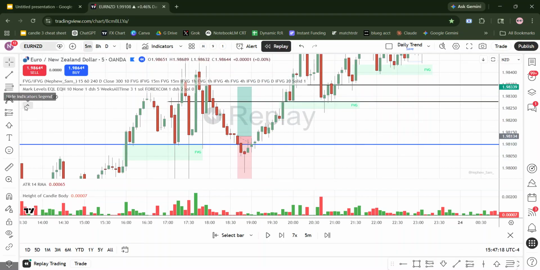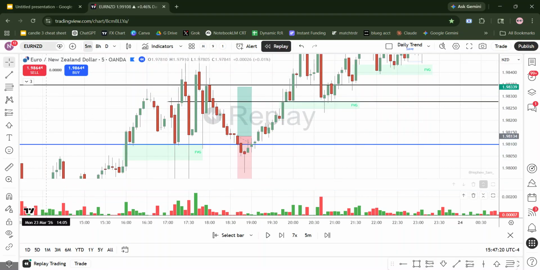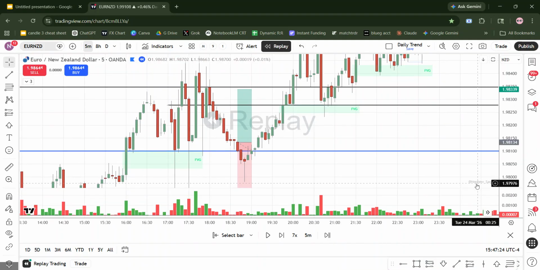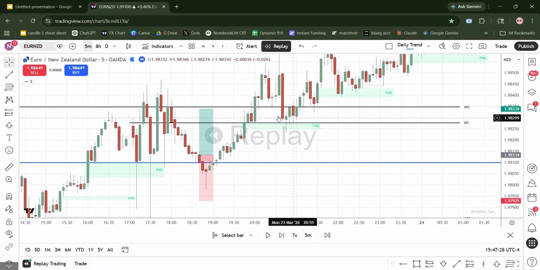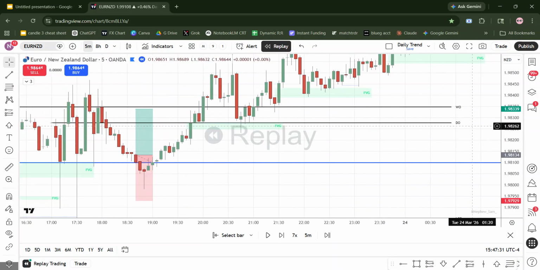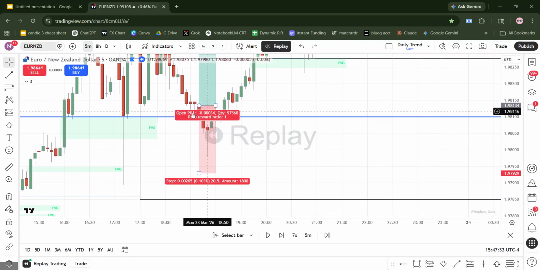So now let's get into the dynamic portion of it. So we don't really need that anymore. We can get rid of this. And that, okay, we don't really need that anymore. Okay. So now as price goes on, we based our first entry off of this first fair value gap, and it goes into profit.